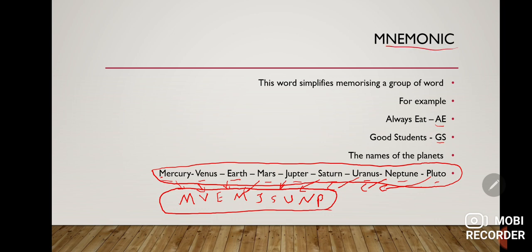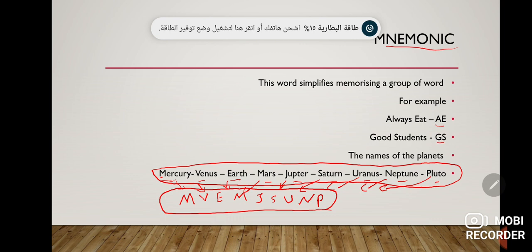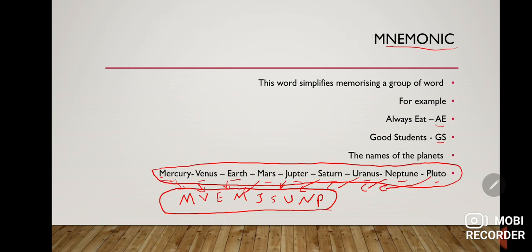So in order to memorize any other group of words, we must take the beginning letter of each word and group them up to make a complete word.